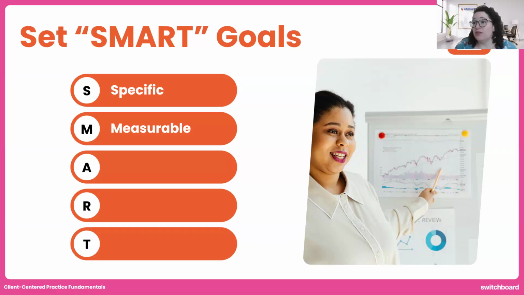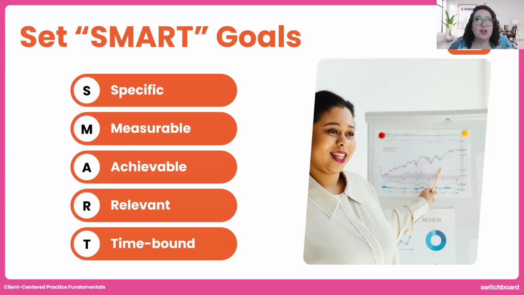A goal should be achievable. Think about if a goal is too easy or too difficult for clients to achieve in the timeframes you decide together. Relevant means that you should be setting goals that are meaningful to the client, but they're also within the scope of your program. That's something that you can actually support that is relevant to this time frame. And finally, goals should be time bound. So you should have a target end date or time frame in mind for each goal.